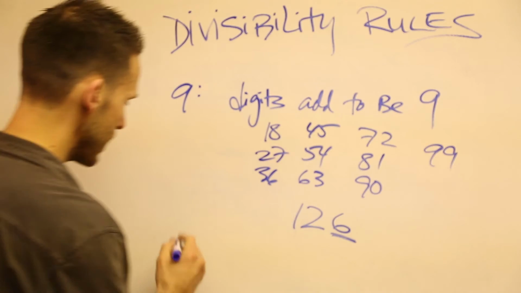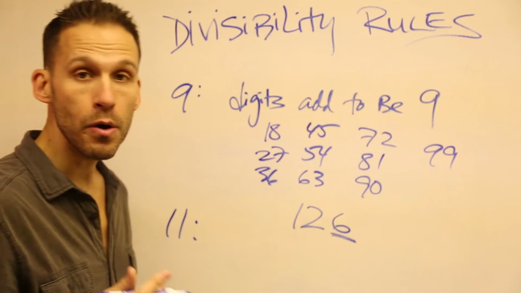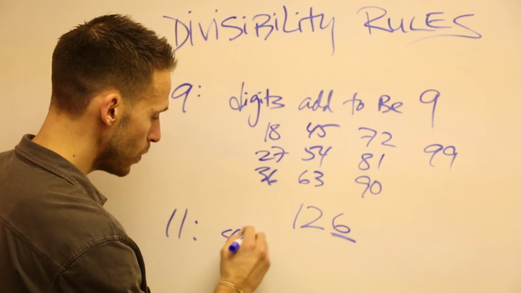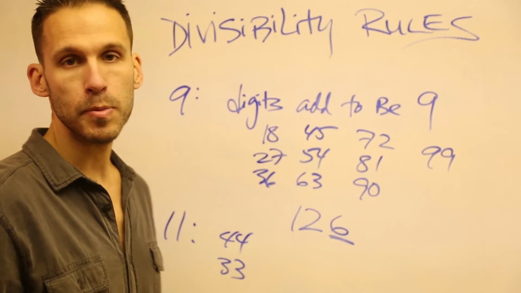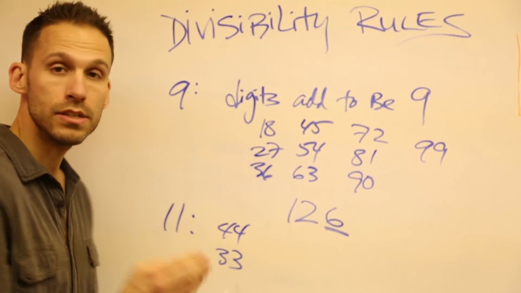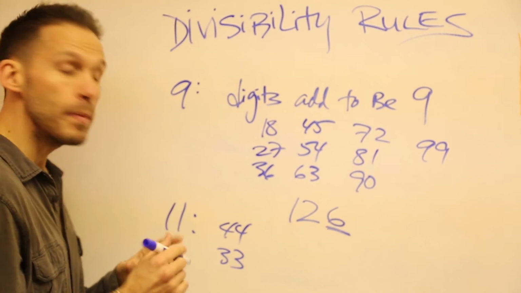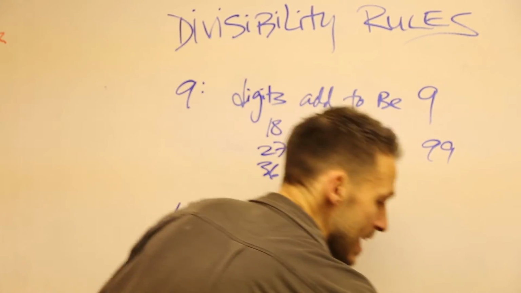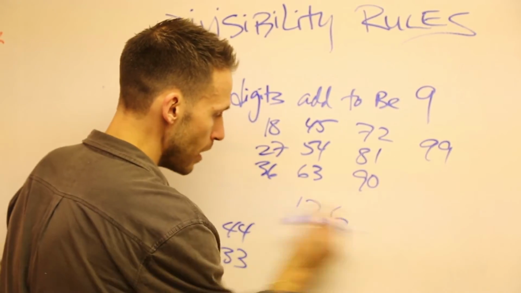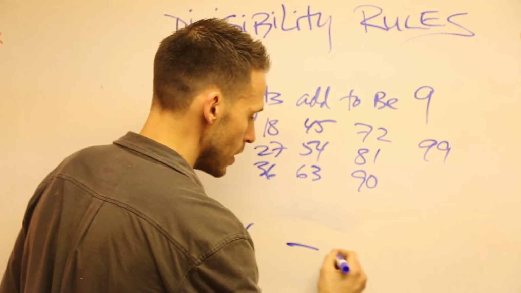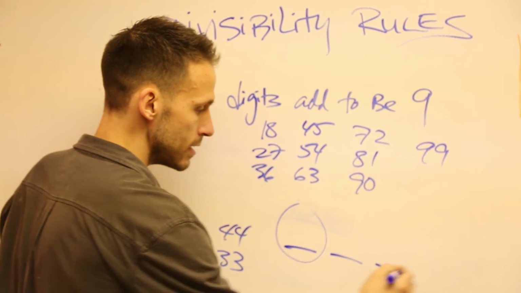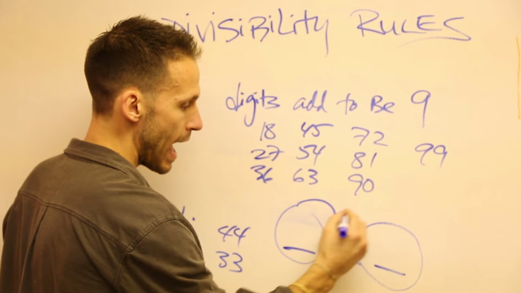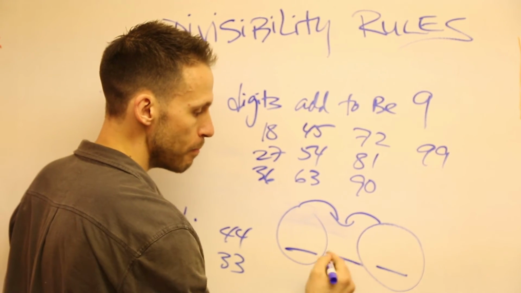Wow! That's amazing. One more good trick is 11. Now we know that if it's a 2-digit number like 44 or 33, that's divisible by 11. And if it's a 2-digit number, the 2 digits have to be equivalent. But what about a 3-digit number? You'll know that a number is divisible by 11 if it's a 3-digit number if the outside digits add to be equal to the middle digit.